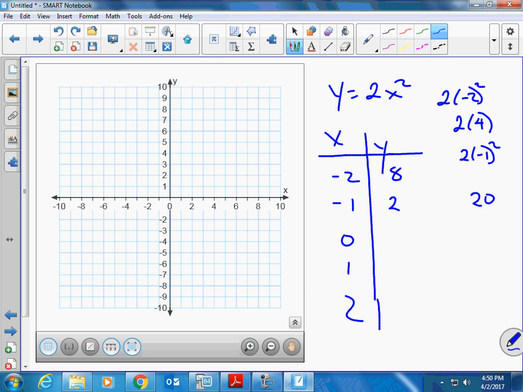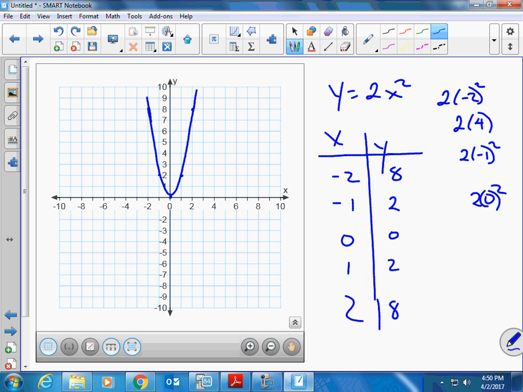Put in 0. 0 squared is 0 times 2 is still 0. And the pattern says it's going to do the exact same on the other side. So when x is 0 now, y is 0. When x is 1, y is up at 2. When x is 2, y is up at 8. And so I have this shape.